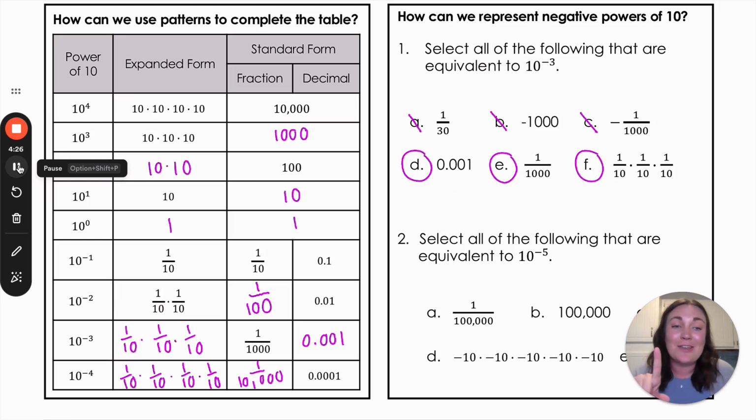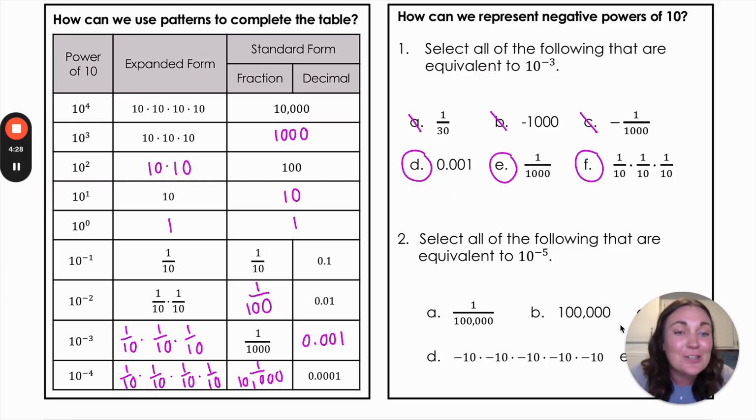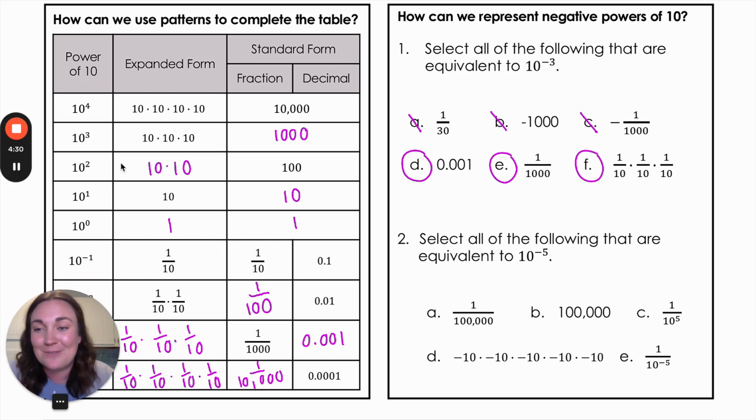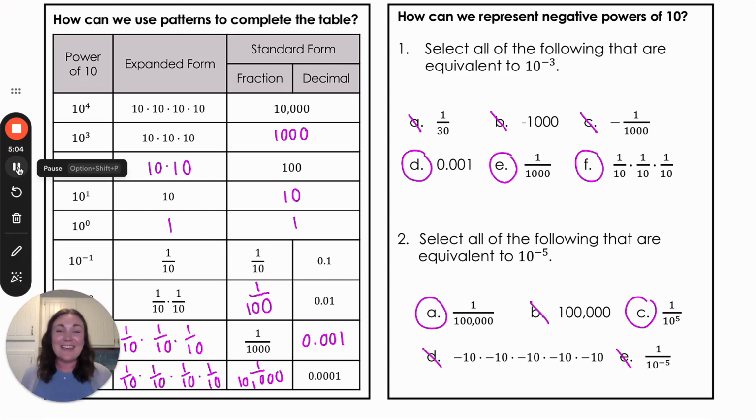Now, pause the video here again, and I want you to try this number 2 as soon as I move my little face out of the way. Okay, let's see how you did. Hopefully we didn't trick you too much with this one. So this time we're looking for everything equivalent to 10 to the negative fifth.